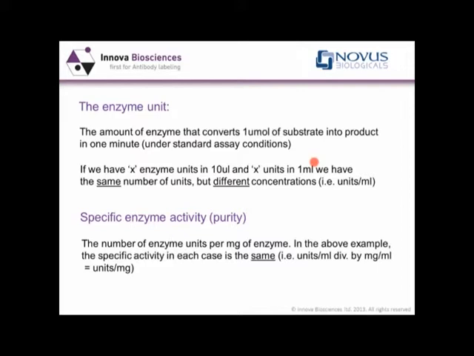So that's fairly straightforward. Specific enzyme activity is more connected with purity. This is the number of enzyme units per mg of enzyme. So in the above example, the specific activity in each case is exactly the same. Essentially, we've divided units per mL by mg per mL to get units per mg. So you can't dilute an enzyme and change the specific activity. You can change the concentration. Okay, hopefully you're still with me on this.